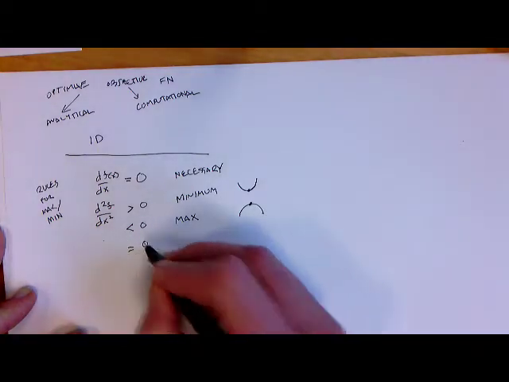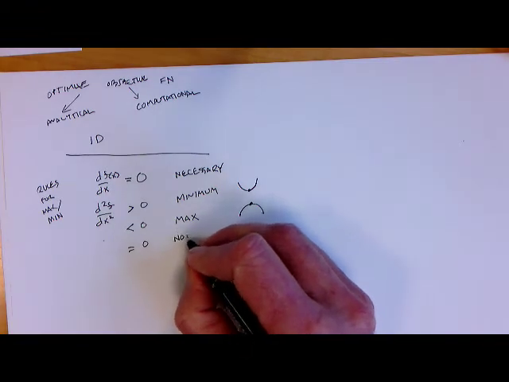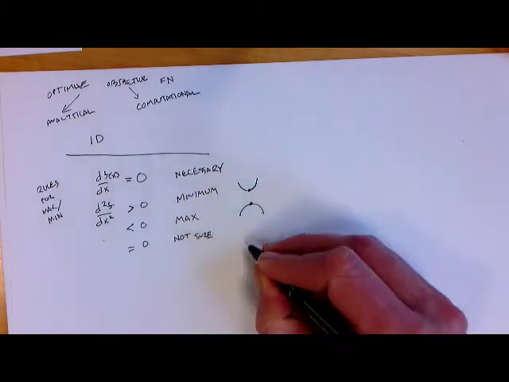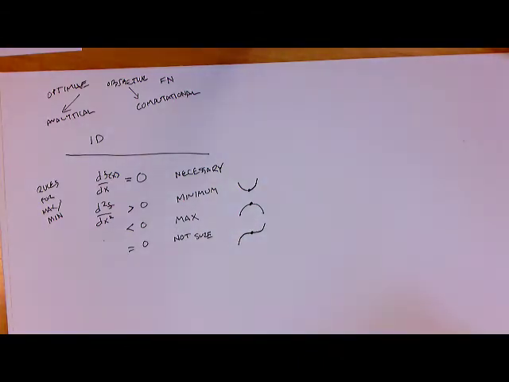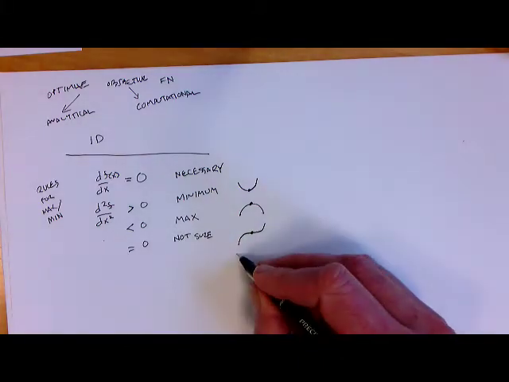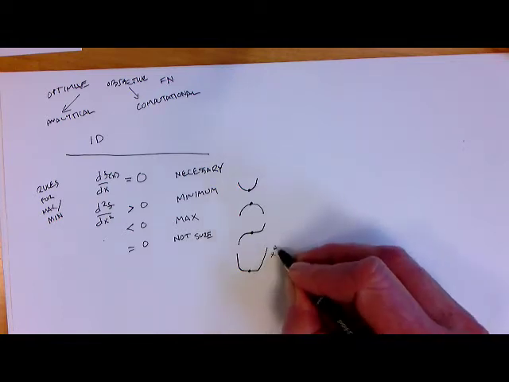And what if it's equal to 0? Then you're not sure. You could have an inflection point, like if you're x cubed. So it could look like that. Yeah. You could have a min, like if you're x to the fourth. So it could be like this, if we're x to the fourth.